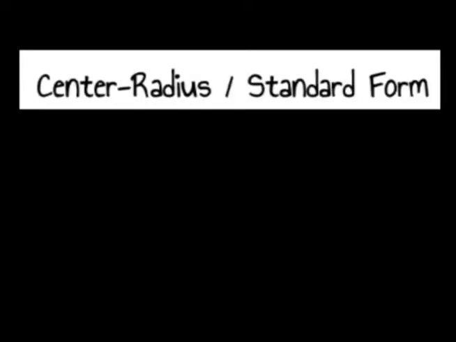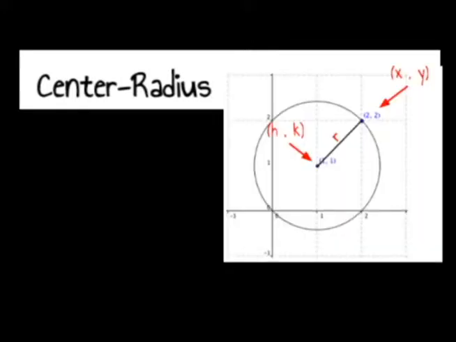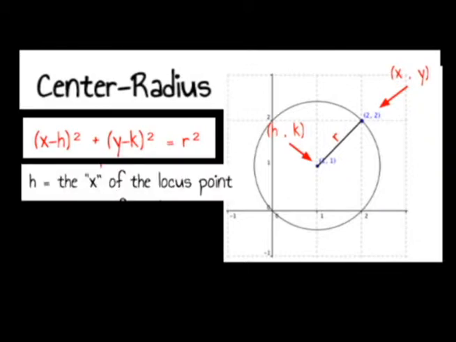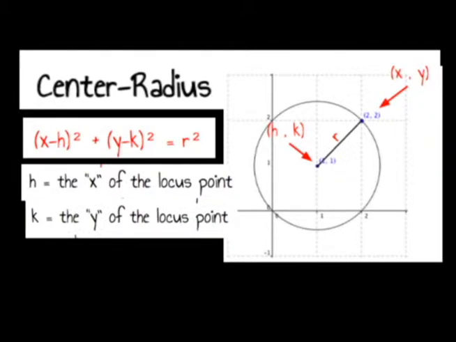Center radius, or standard form. Just like its name, it tells us the center and the radius of the circle. The formula is (x minus h) squared plus (y minus k) squared equals r squared. h is the x locus point, k is the y locus point, and r is the radius.